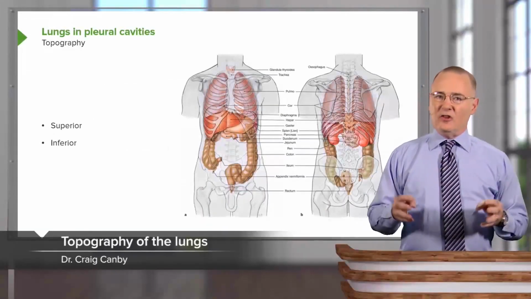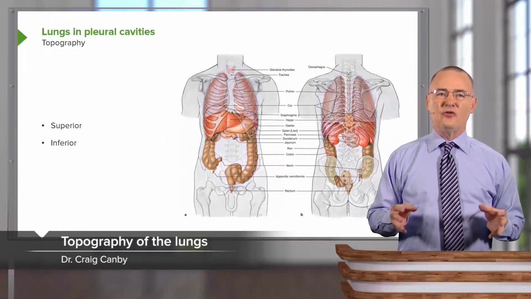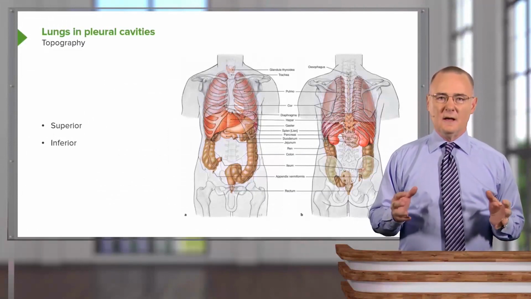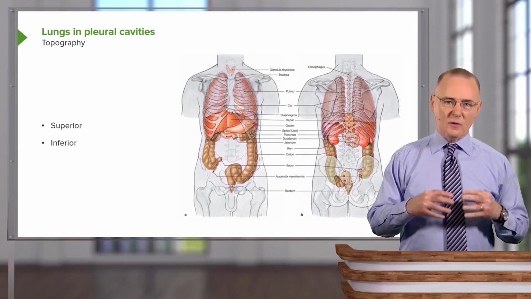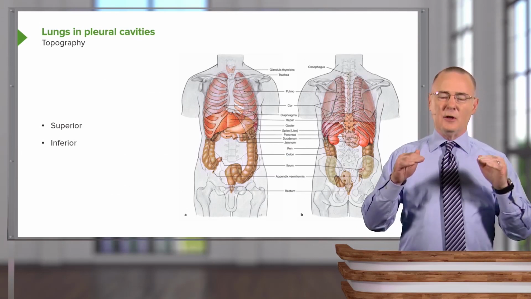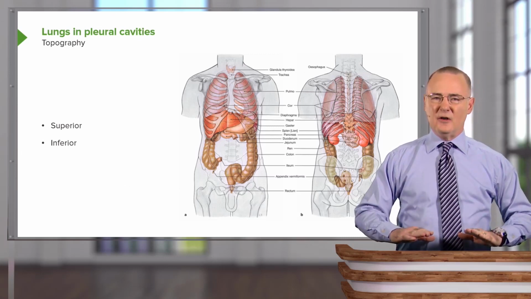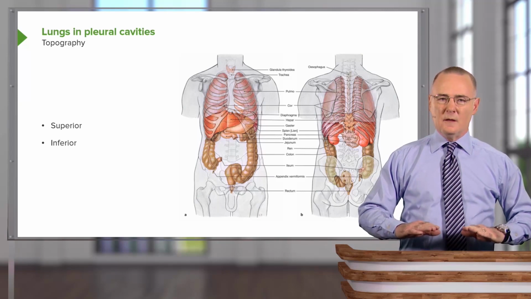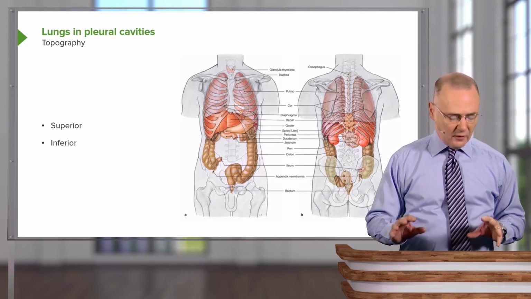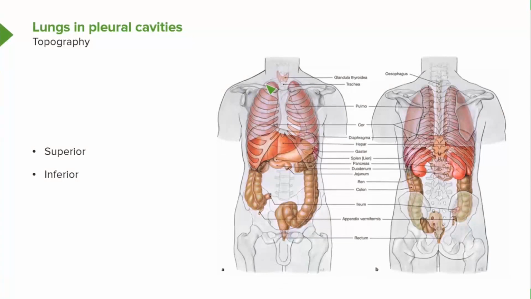Our focus here on this slide is to understand the topography of the lungs, and you'll need to think about the superior topography or limit of each lung versus its inferior limit. So first, let's start with the superior limit of the lung, and we see the apex of the right lung projecting above the clavicle. We also see the apex of the left lung projecting above the left clavicle.